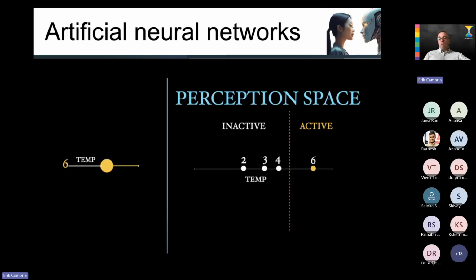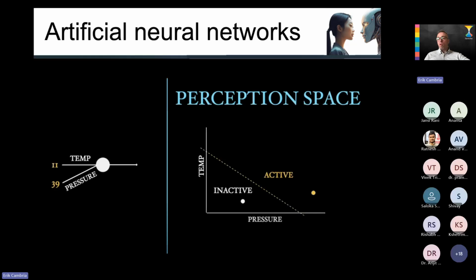So in one dimension with just one input, this is not very powerful or intelligent. In this case, maybe I just want to build a heater that will go on, or maybe an air conditioning system that will activate only when there is a certain temperature. So this input here is the temperature.